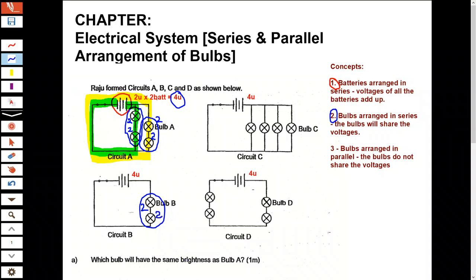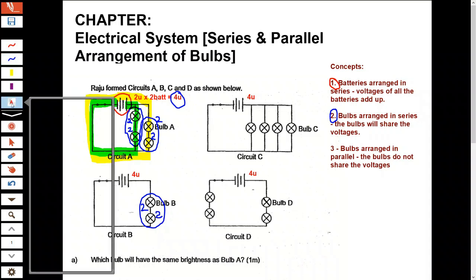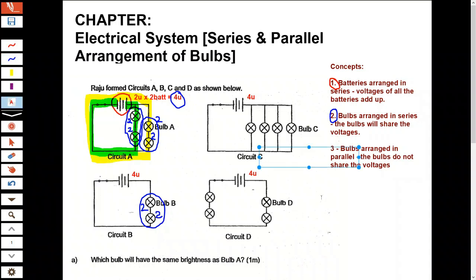And if you apply it to circuit C, now circuit C, we have a different arrangement. So for circuit C, you will realize that the bulbs are in parallel. Okay, the bulbs are in parallel. So when bulbs are in parallel, this is where we are going to apply concept number 3. They do not share. So once the bulbs don't share electric current, it means that the bulbs will receive the full units. So this bulb will receive 4, this bulb receives 4, and this one 4, and this one will also receive full 4 units.